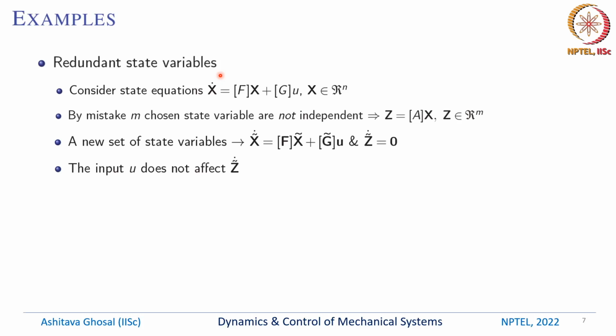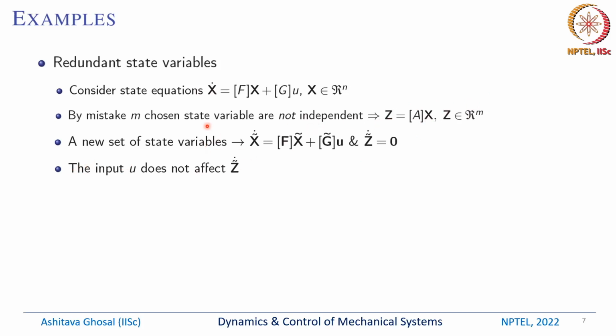This can happen if there is a huge plant and you have many state variables. Let's say you have 20 state variables containing all kinds of variables, and then you have chosen some state variables which are actually related to the other previously chosen state variables. So let's consider state equations. x dot equals Fx plus Gu. x is an n-dimensional vector. By mistake, m chosen state variables are not independent. So these m state variables denoted by z are related to x by A into x, and z is m-dimensional.